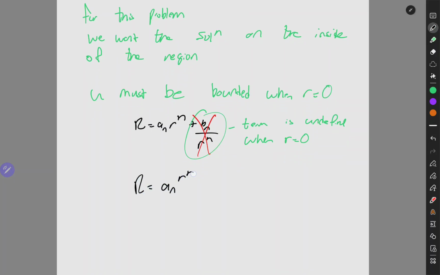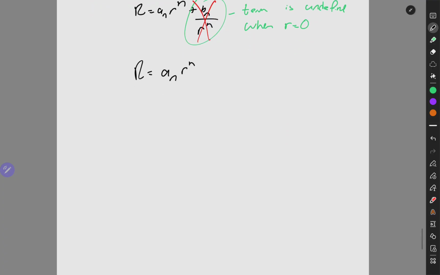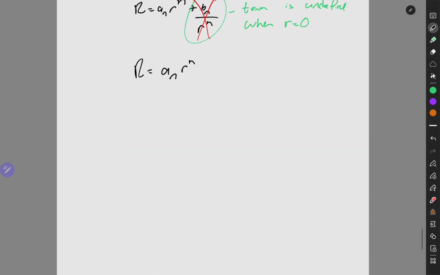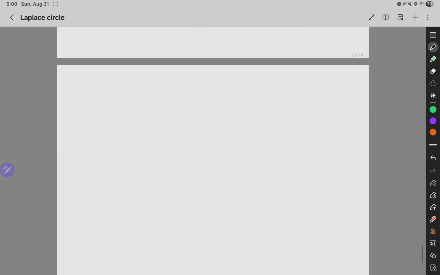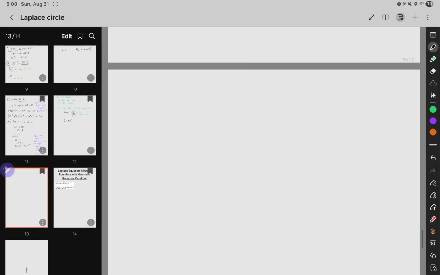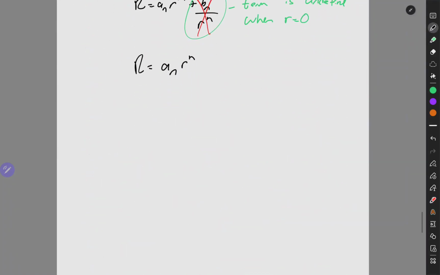R is equal to a sub n, r to the n. Okay. So now we have our r sub n. We're almost done. I need another page. Okay. For step 4, fundamental set of solutions and the general solution. I'm just going to skip right to the general solution. We know how to do the fundamental set of solutions by now.